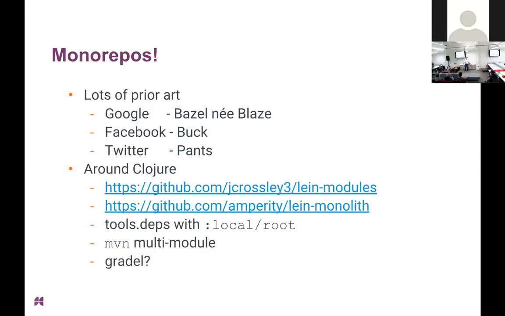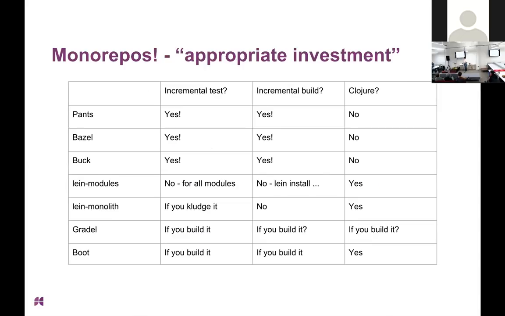Google has Blaze, which was open sourced as Bazel. Facebook has Buck, Twitter has Pants. In Clojure, there's a couple different systems that try to do this as well. There's Lein Modules by Jim Crosley. There's Amperity's Lein Monolith. With tools.deps, which I'll talk about a little bit more in a minute, you can sort of hack some of this up using the local root behavior. You could obviously fall back to Maven and go make good old Maven multi-modules. And supposedly you could pull this off with Gradle as well. I'm not a Gradle expert, so I haven't tried this.